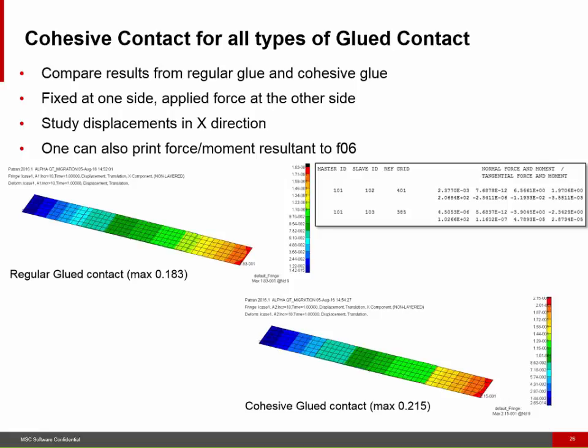One can also print the forces and moment resultant for each of those regions. You can print those to F06. So you have to specify a reference grid around which the forces and moments will be summed. But then you can print those so you can get an estimate of the forces going through each connector or each connection region.